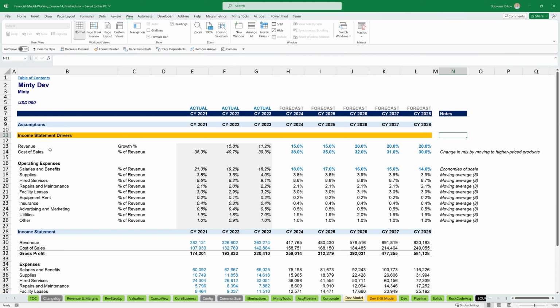So for example, here, what I have is my income statement drivers. I have the revenue, cost of sales, the operating expenses. You see, most of those are moving averages, but for revenue, we have some growth targets, which is fine. Then for cost of sales, we're seeing that it would actually decrease as a percentage from revenue because we're changing the mix and moving to higher priced products. And then we're seeing that we are realizing some economies of scale and therefore salaries and benefits are decreasing as percentage of revenue. And this all looks good. All those are like moving averages, which is fine.